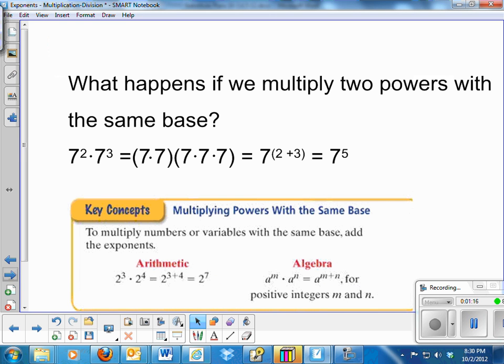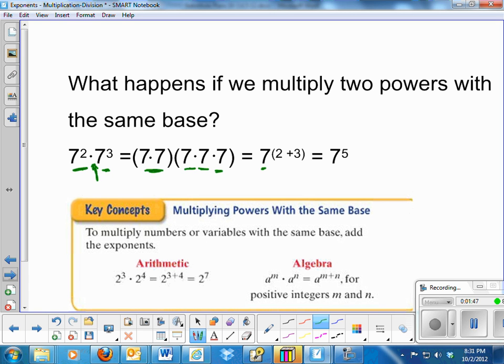So what happens if we multiply two powers with the same base? For example, we have 7 squared times 7 cubed. Well, we all know that 7 squared is 7 times 7. We're going to multiply that, here's our multiplication sign, times 7 times 7 times 7. What do we have there? There are 5 sevens being multiplied together. So that's 7 to the power of 2 plus 3, or 7 to the 5th power.